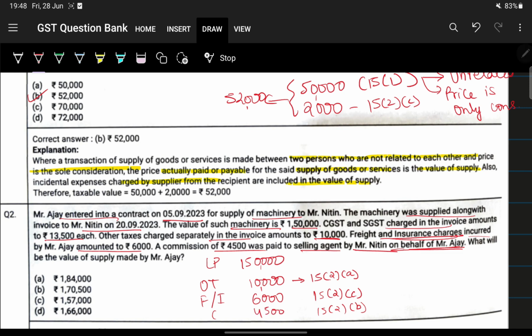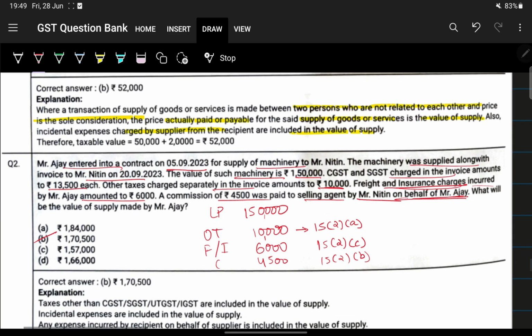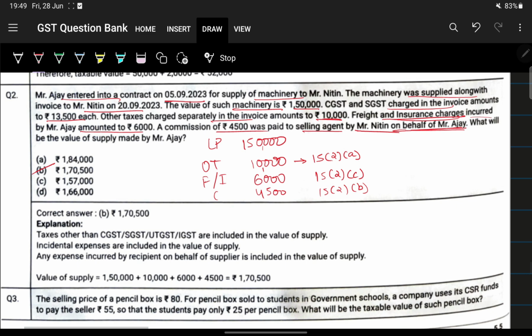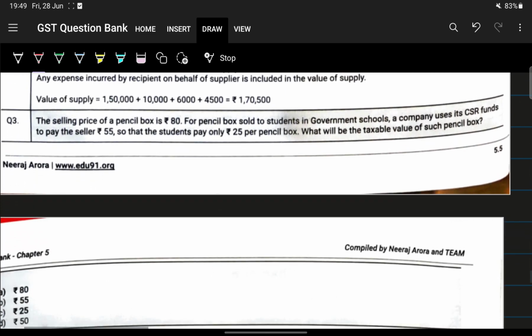Okay, so the answer will be 1,50,000 plus 10,000 plus 6,000 plus 4,500. That will come to 170,500, which is option number B. We'll see if they've also come to the same conclusion. Yeah, they've also come to the same conclusion. Okay.